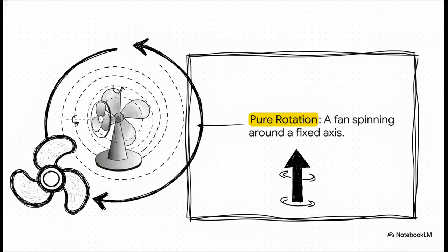The axis is completely fixed. That central pivot point is stationary, right? But the blades trace these perfect circles around it. The distance from the center dictates just how large a circle each point on the blade traces.